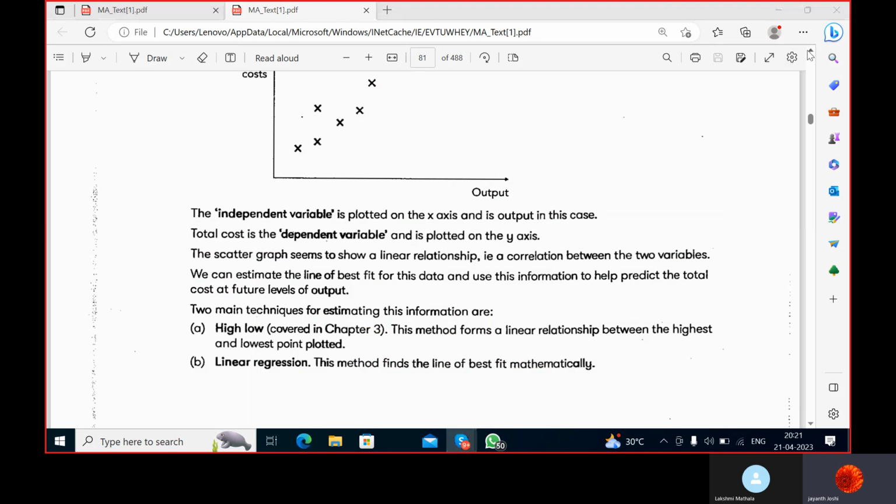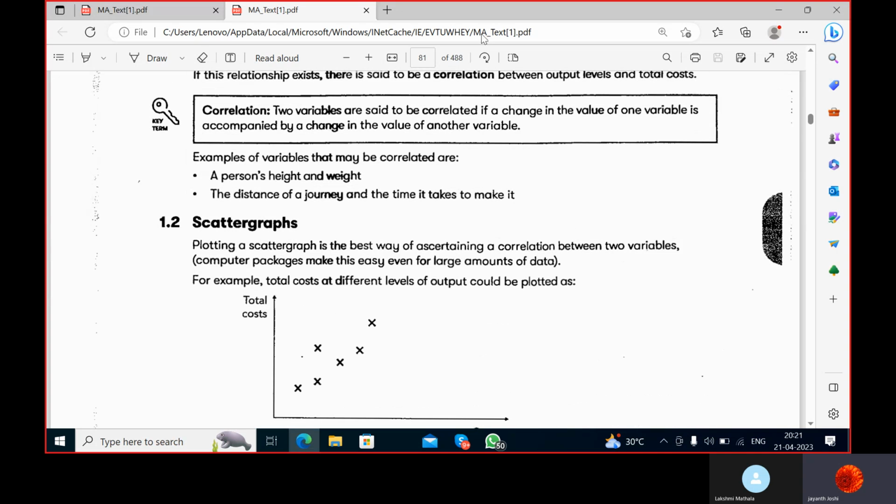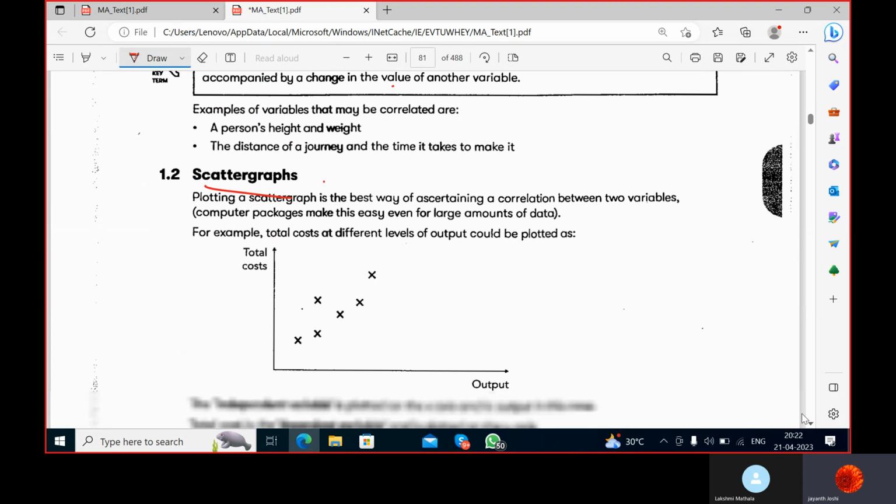So today we are discussing regression. The agenda is to discuss regression, and let us start with a scatter graph. What is a scatter graph?